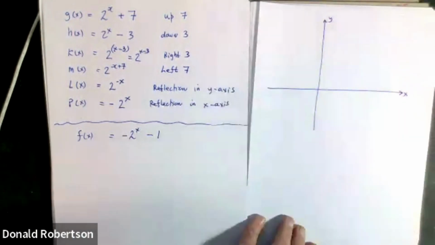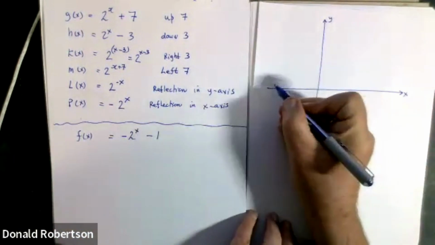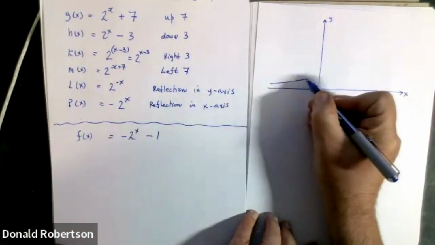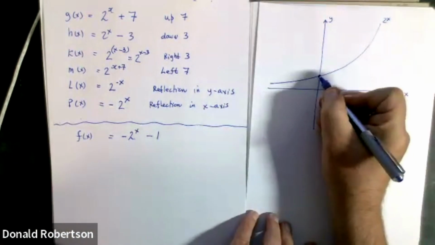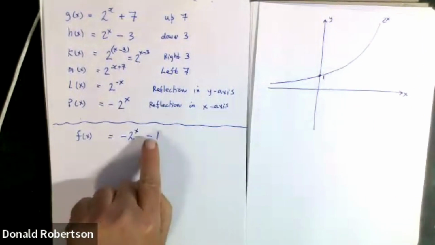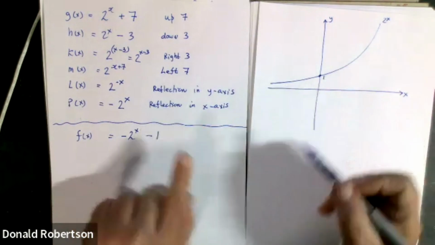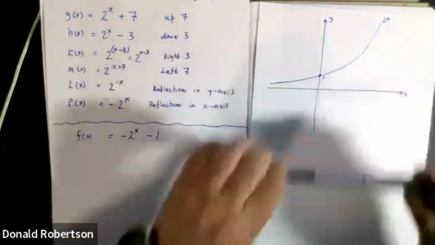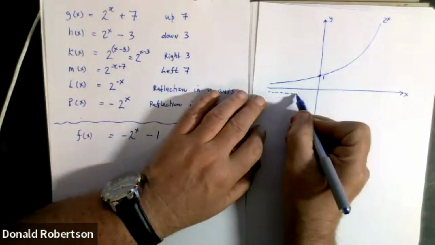You'd start off with your basic building block, which is 2 to the x. And we know that 2 to the x kind of looks like this. Now, the next thing that's going to happen to it is that negative. So we're now going to do, what would negative 2 to the power of x look like? It would be a reflection of this guy in the x-axis. So make this one a dotted line, and it would go like this.